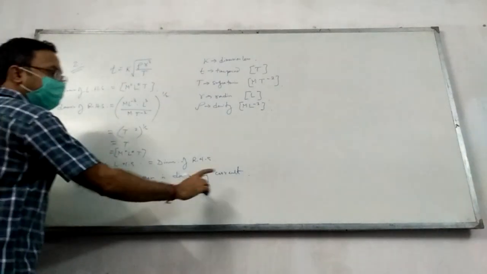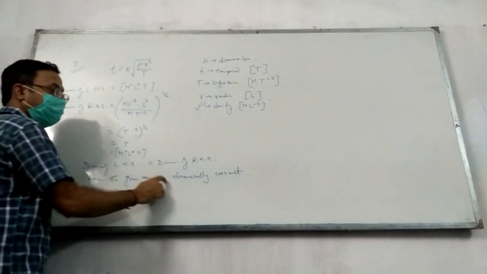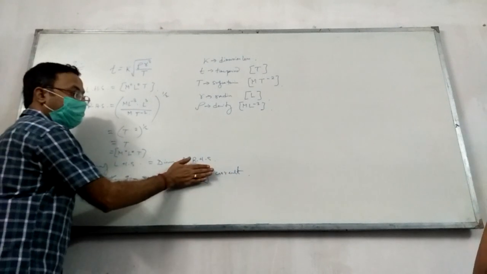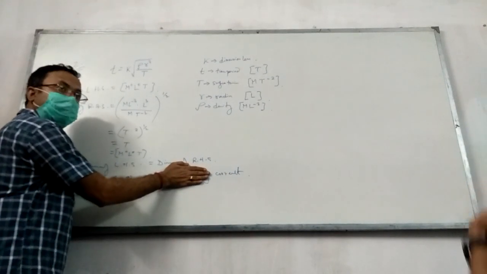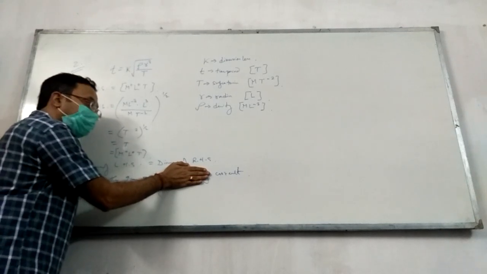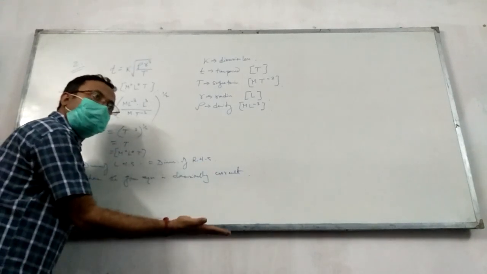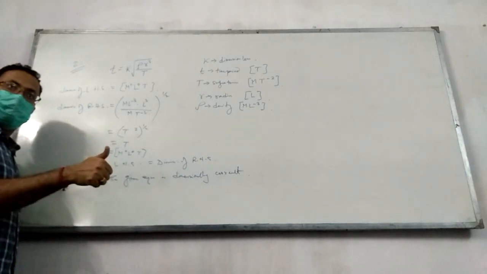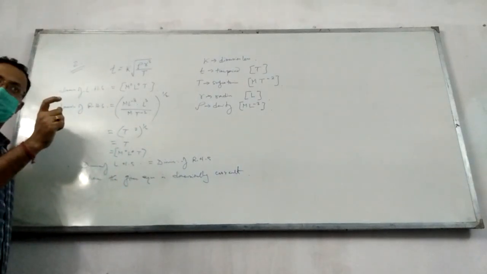Just the last writing is important. Don't write the equation, given equation is correct. Given equation is correct is wrong. You get no marks. Full marks cut away. When you write given equation is dimensionally correct, then it is not correct. Clear? Look at the two differences in it.